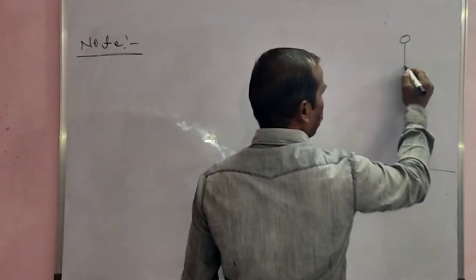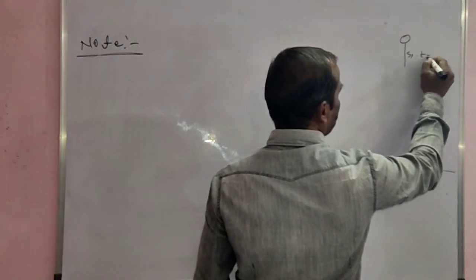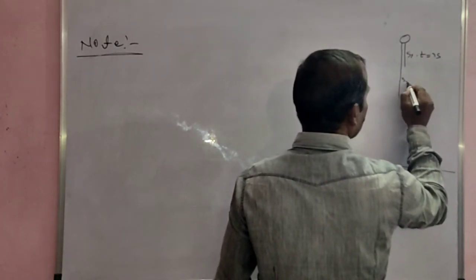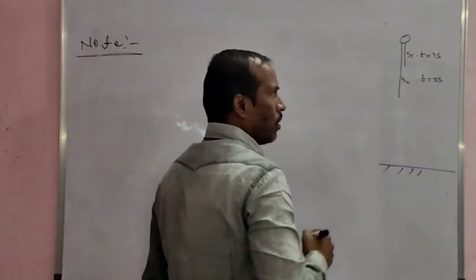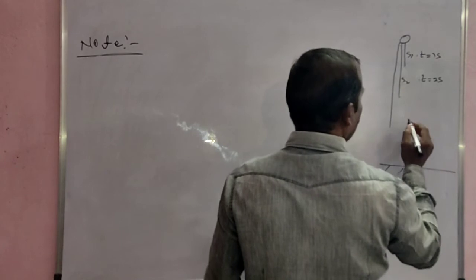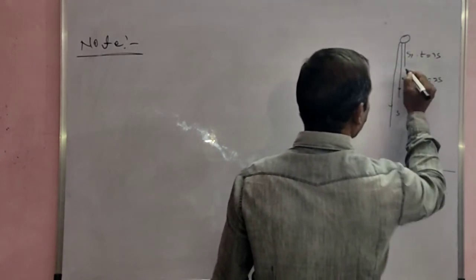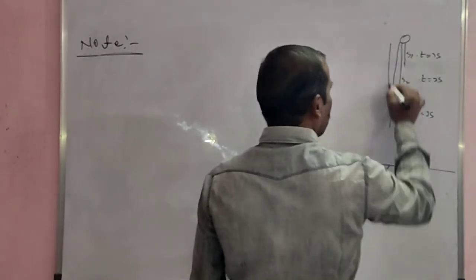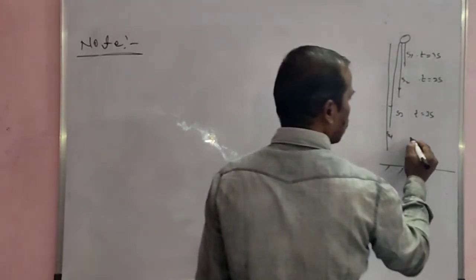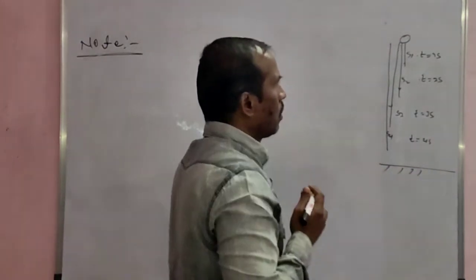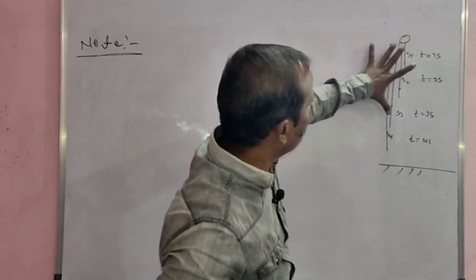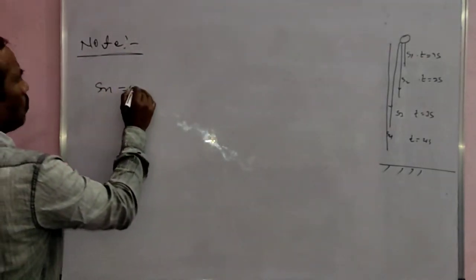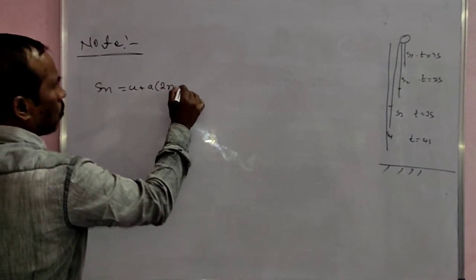First, for example, the displacement s1, where t is equal to 1 second. Second, the displacement s2, where t is equal to 2 seconds. Third, the displacement s3, where t is equal to 3 seconds. Fourth, the displacement s4, where t is equal to 4 seconds. Now for these values, the formula is Sn is equal to u plus a into 2n minus 1.